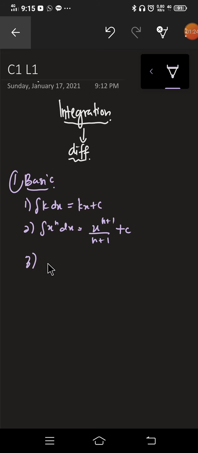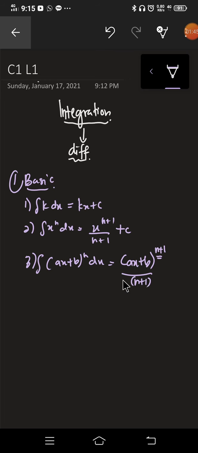And then the third basic rule is integration of (ax plus b) all to the power of n with respect to x. What we can use here is the power rule. We copy back everything inside the bracket, (ax plus b) to the power of n plus 1, adding up the power, and then we divide by n plus 1, and then by the derivative of ax plus b, which is equal to a, and then plus c.